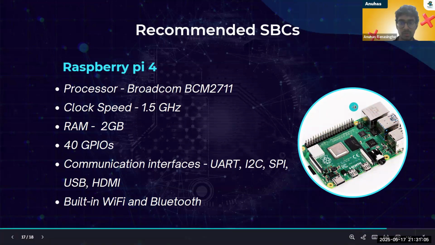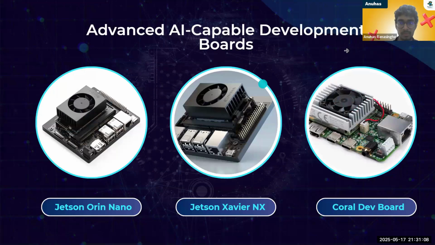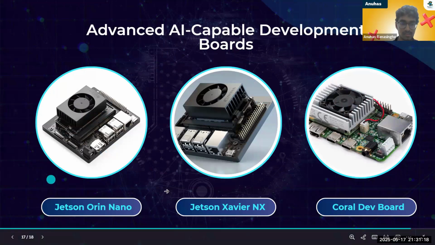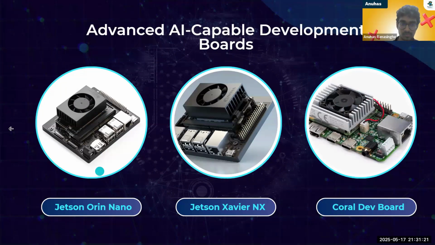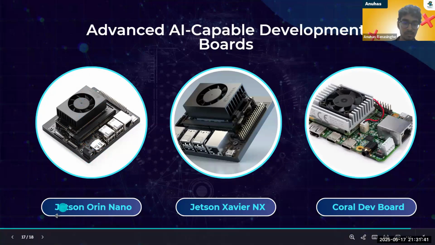If you are going to do more advanced AI capable projects, with AI involved in robotics projects, you can use these development boards as well. They are pretty expensive. One is the Jetson Orin Nano single board computer, developed by NVIDIA. I think this is the latest one, and it has a lot of computation power. Even large language models can be run using this Jetson Orin Nano.